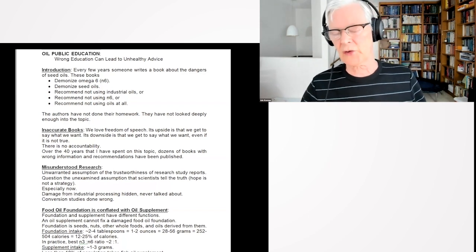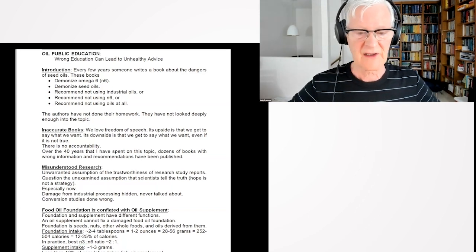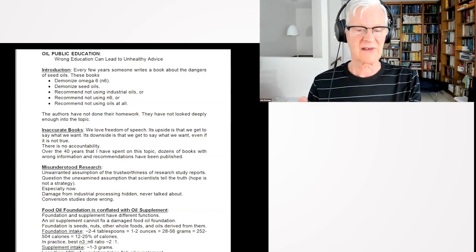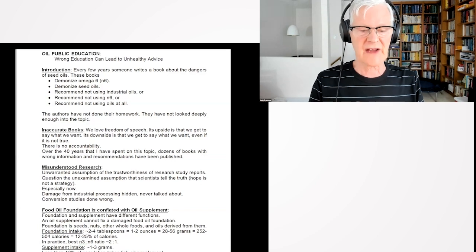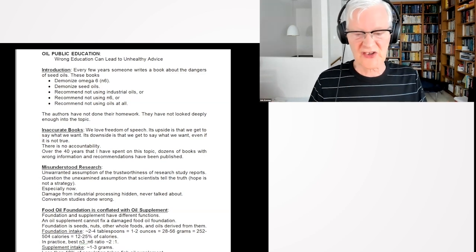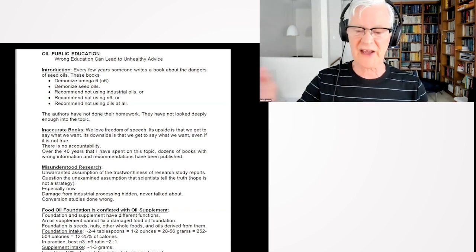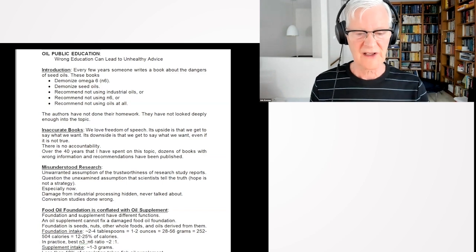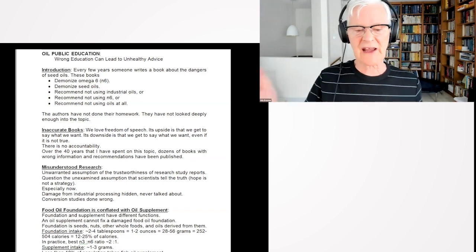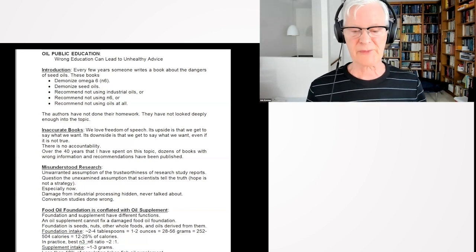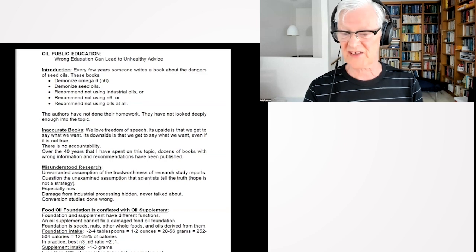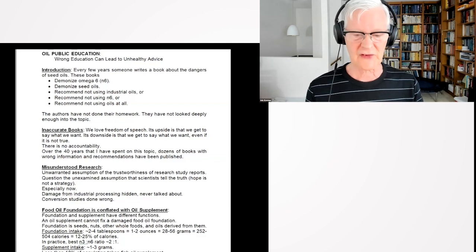And then people conflate what is food oil foundation and what is oil supplement. The two are completely different. And you cannot take a supplement to fix a damaged food oil foundation. You actually have to fix the foundation. The foundation is seeds, nuts, whole foods, and oils derived from them. When the oils are damaged, then you are getting a damaged foundation, and that will damage your health. The foundation is about 2 to 4 tablespoons for most people, which is 1 to 2 ounces, which is 25 to 56 grams, which is between 250 and 500 calories, which is about 12 to 25% of your daily calories.